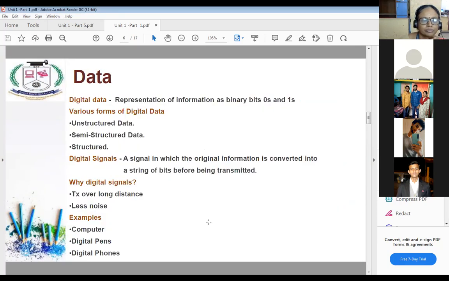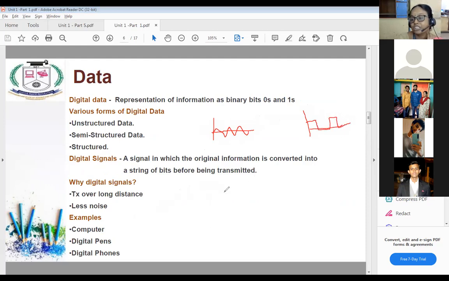Now, data. They were saying various kinds of data. Data means it contains zeros and ones. It can be unstructured, semi-structured, or structured data. They were classifying digital signals, where the original information is converted into a string of bits. We all know what an analog signal is: any signal with a waveform, like a sine signal. When it comes to the digital signal, it contains zeros and ones.